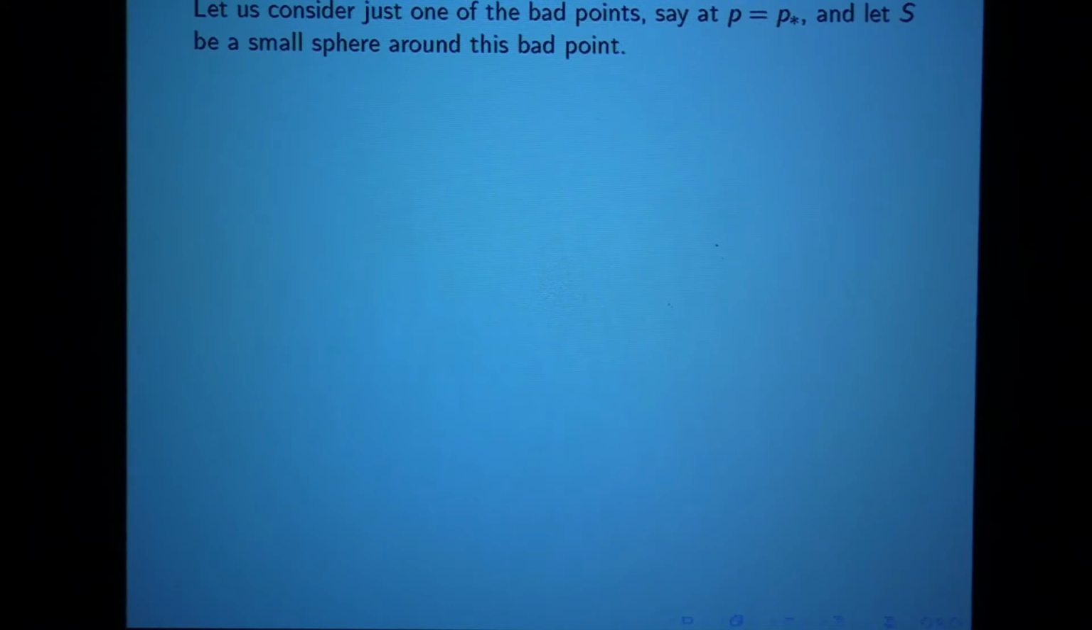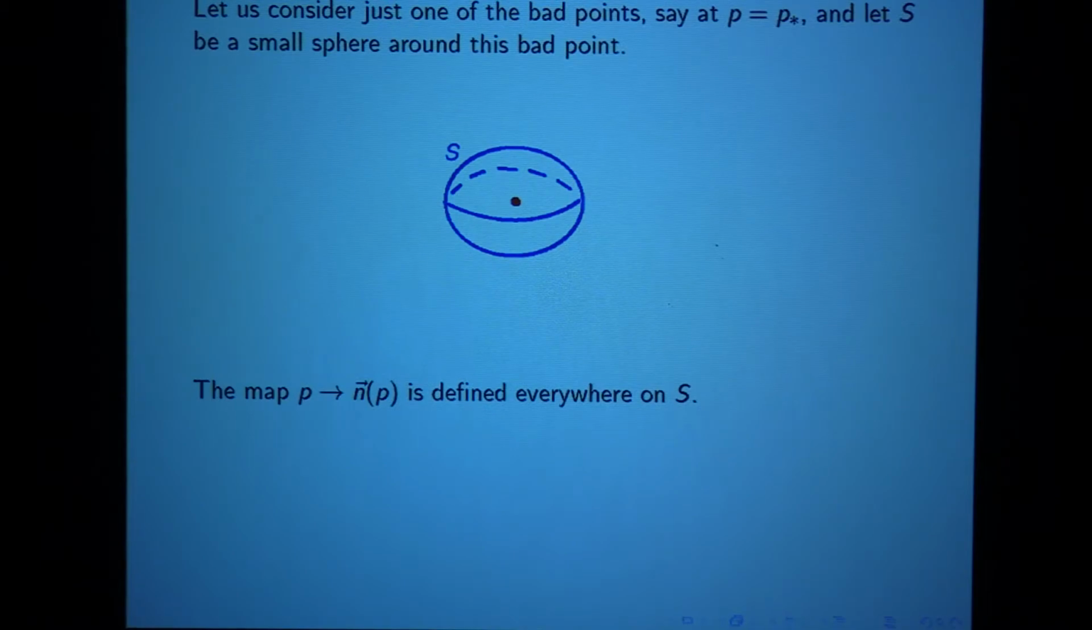Now let's consider just one of the bad points, say at p equals p star, and let S be a small sphere around the bad point. This is really topology, so it doesn't have to be geometrically a sphere, just topologically. S is a little two-sphere that surrounds the bad point. So in particular, by definition, we have an isolated bad point. S is small enough that it doesn't include any other bad points. So the map from p to n of p is defined everywhere on the sphere, little s.